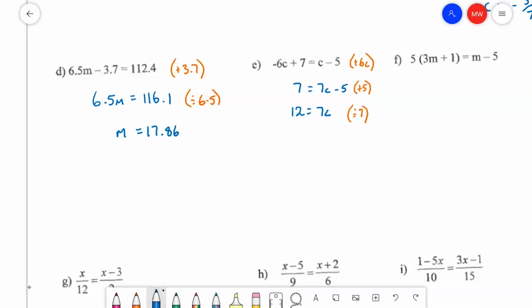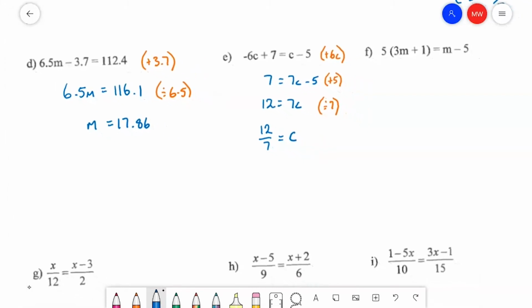Now I've got 12 sevenths. Can't simplify that any further. And I've got c, it's fine to leave it like that. You can switch it around if you like, so c equals 12 over 7, but as it's written there, that's a perfectly acceptable answer. 1f, this one's got brackets.